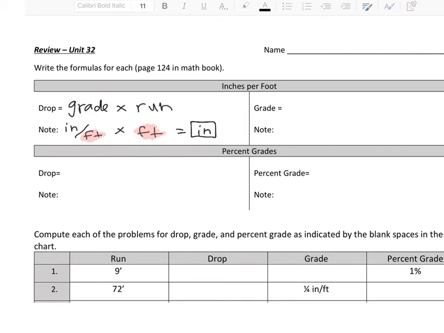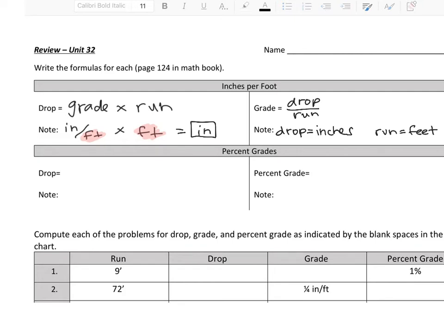Okay, the next thing, the grade. The grade equals the drop divided by the run. The note for this one is probably the most important. Because we measure grade in inch per foot, the drop must be in inches and the run must be in feet. That being said, the construction calculator does not know how to divide inches by feet. It ends up converting them into the same units, and so you're going to get the wrong answer.